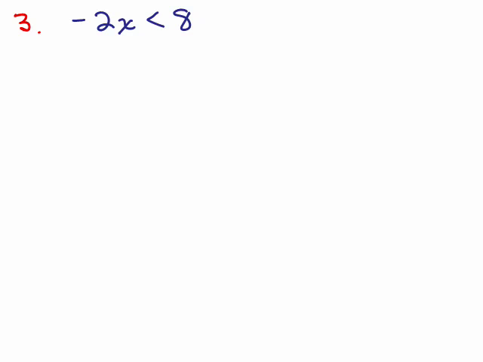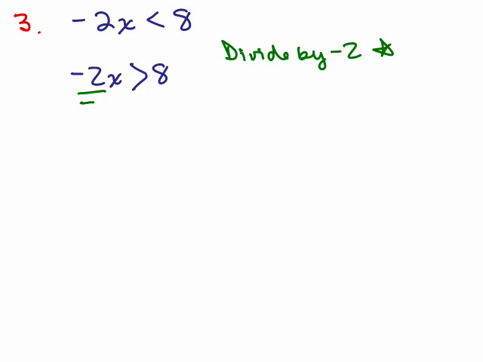Number 3, negative 2x is less than 8. To solve this, we have to divide both sides by negative 2. That means when you divide by negative 2, you must change the inequality sign. So I'm going to rewrite the problem, switching the inequality sign, because I'm going to divide by negative 2.